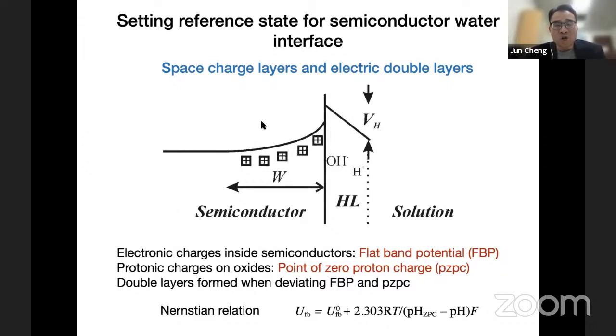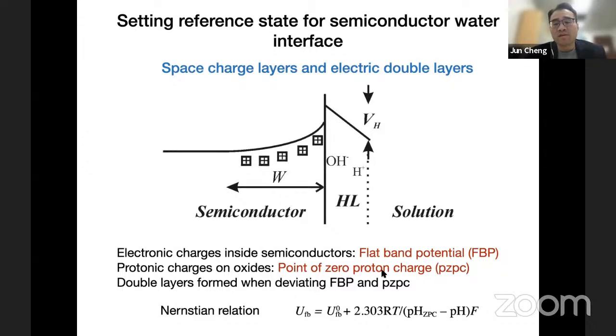that's basically the charge is homogeneous, or the majority charge carriers are homogeneously distributed in the semiconductor side. And on the solution side, we know the oxide can take protons by acid-base reaction, because there are lots of surface OH groups that have certain surface acidity, so there's also a pH condition.